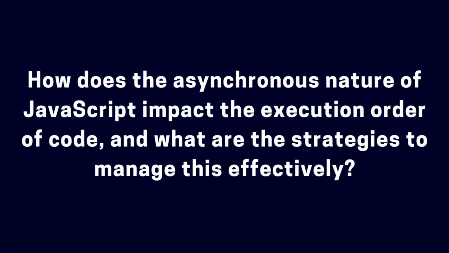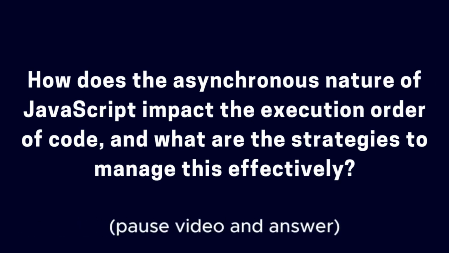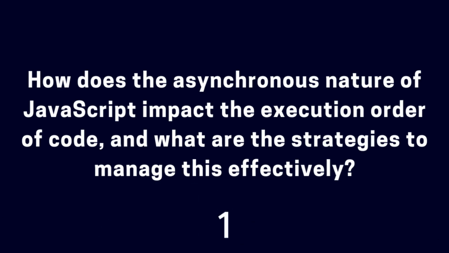How does the asynchronous nature of JavaScript impact the execution order of code, and what are the strategies to manage this effectively? The asynchronous nature of JavaScript means that code doesn't always execute in the order it's written. Some tasks, like I/O operations, run in the background while the rest of the code continues. This can lead to unexpected results if not managed properly. To handle this, developers use strategies like callbacks, promises, and async await to control the flow of asynchronous operations, ensuring that tasks complete in the desired order and their results are handled correctly.